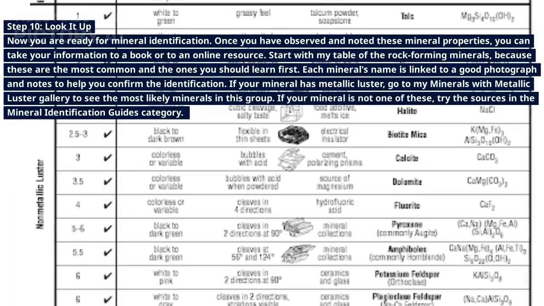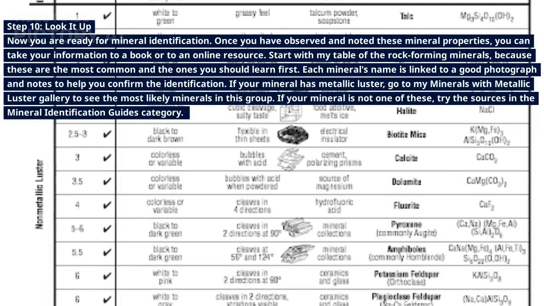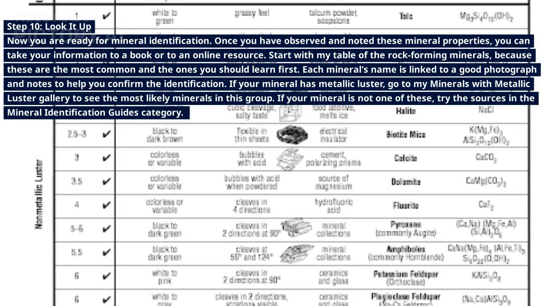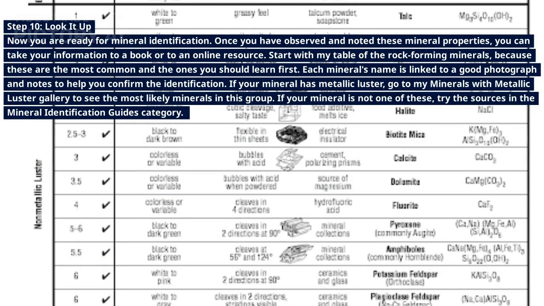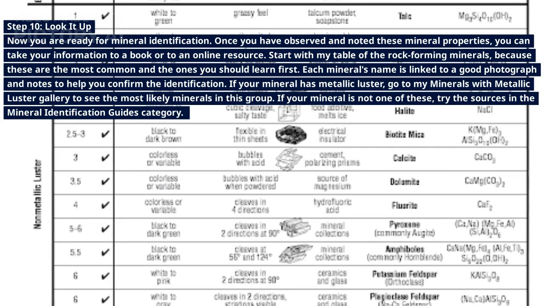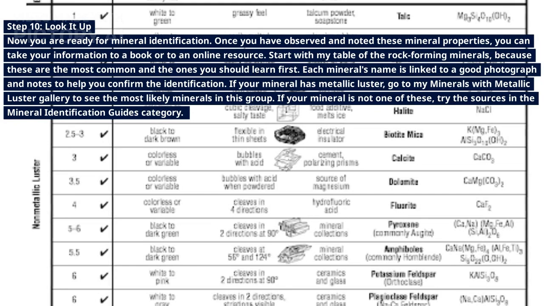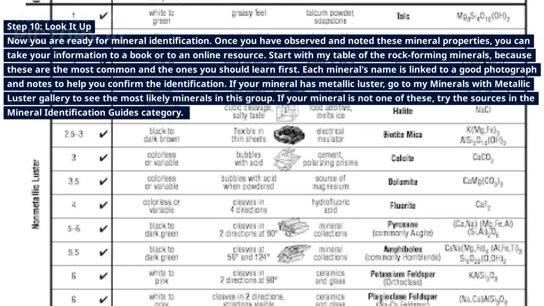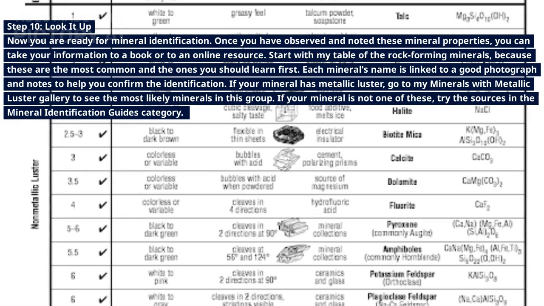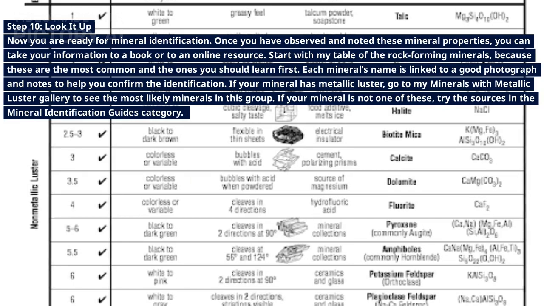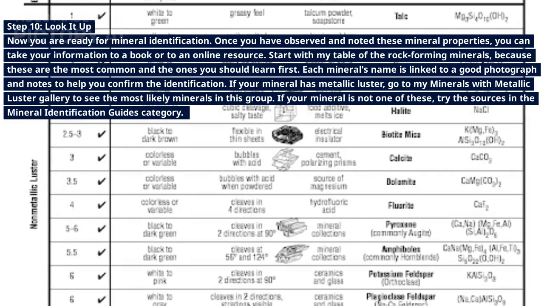Step 10. Look it up now. You are ready for mineral identification. Once you have observed and noted these mineral properties, you can take your information to a book or to an online resource. Start with my table of the rock-forming minerals, because these are the most common and the ones you should learn first. Each mineral's name is linked to a good photograph and notes to help you confirm the identification.